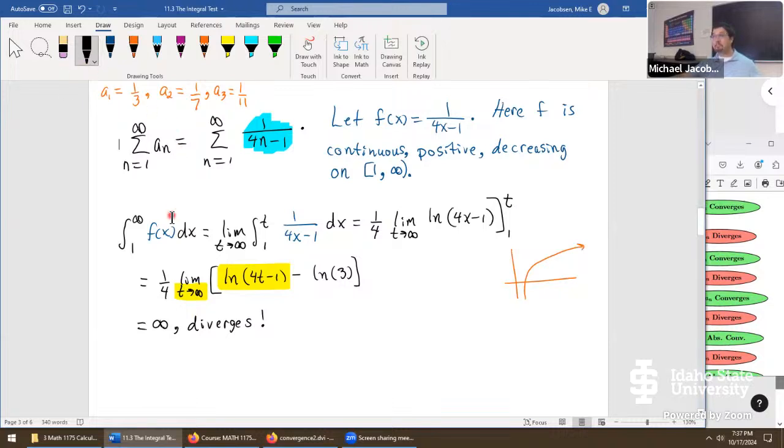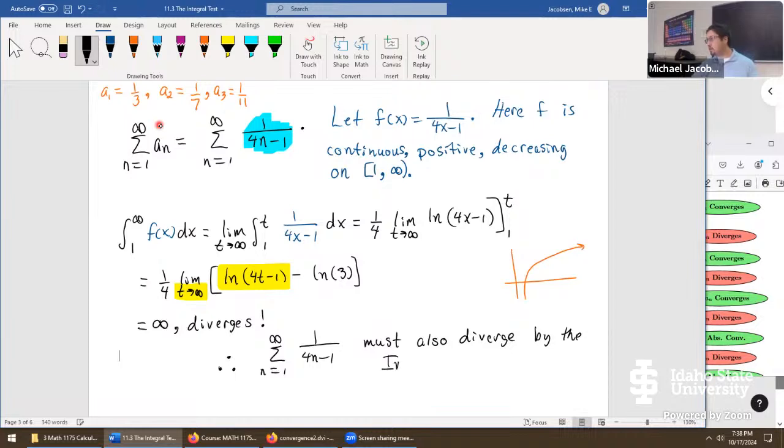But we're referring to the improper integral when we say that. We need to come back in here and say, therefore, our overall conclusion is that the summation, as n goes from 1 to infinity, of 1 over 4n minus 1, it must also diverge by the integral test. Then that finally finishes off the work on this one.